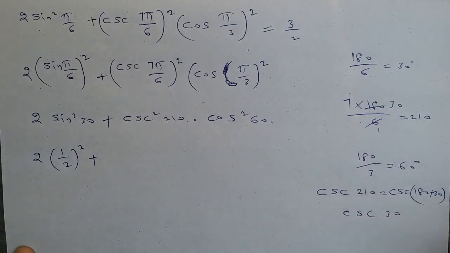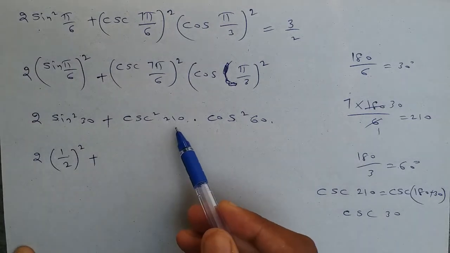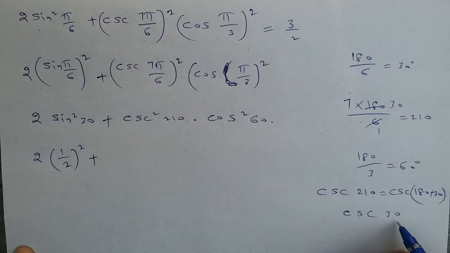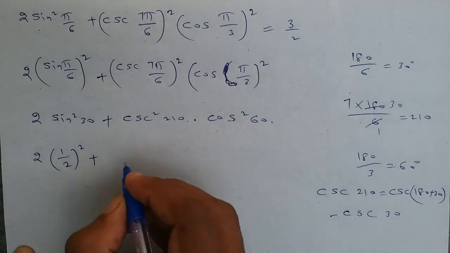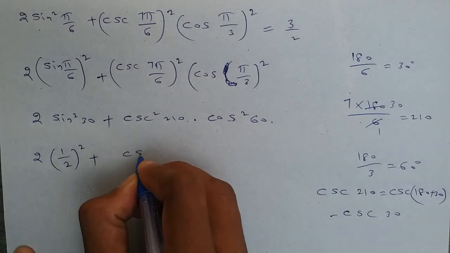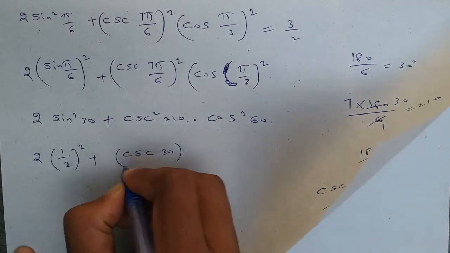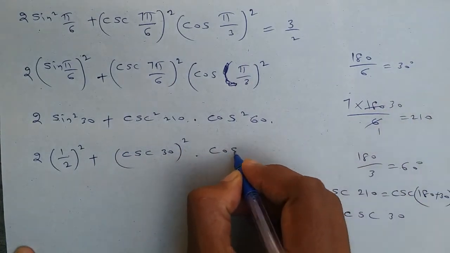Then whether it is plus or minus, 210 comes in which quadrant? 210 comes in the third quadrant. In the third quadrant cosec is negative, so minus cosec 30. Anyway, we are doing the square, so obviously it will come plus again, so no problem at all. That is cosec² 30 into cos² 60.